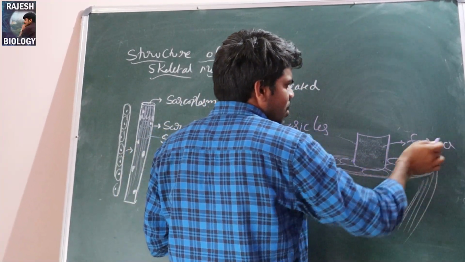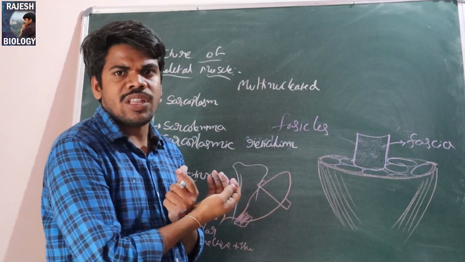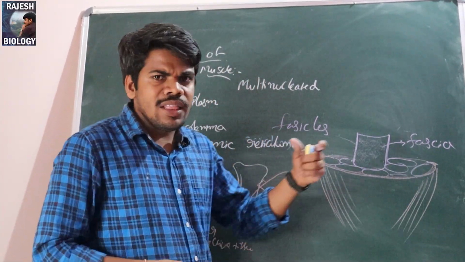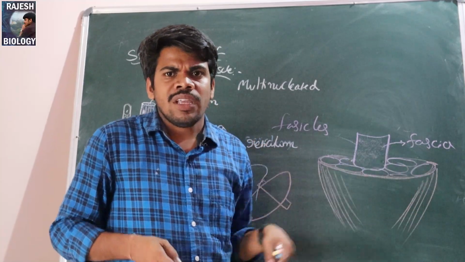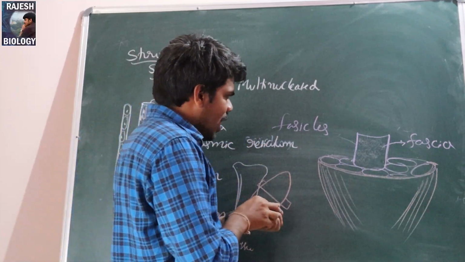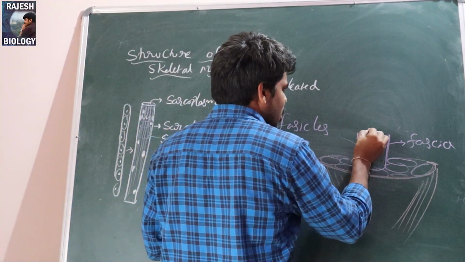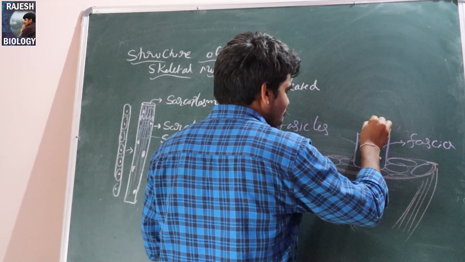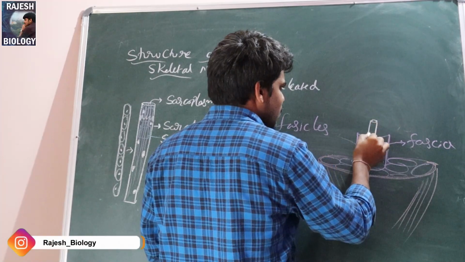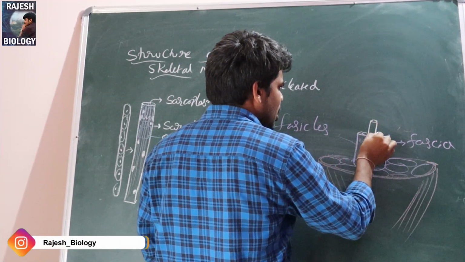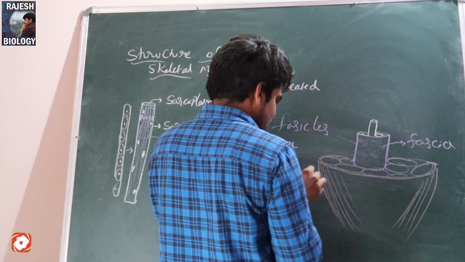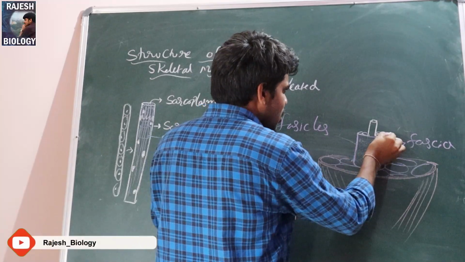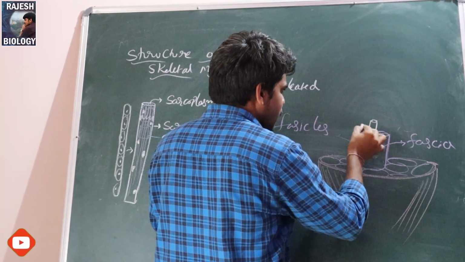What is the name of this covering? Fascia. That covering is actually the fascia. And in that bundle, muscle fibers are present. These are the muscle fibers. So many muscle fibers are arranged like this.